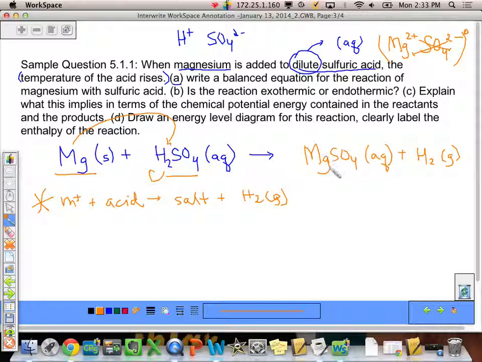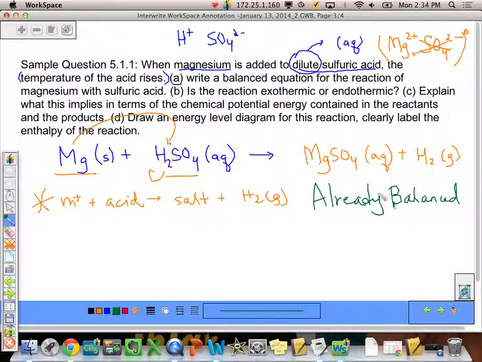Now let's see if it's balanced. I've got 1 magnesium on the reactant side, 1 magnesium on the product side, 2 hydrogens on the reactant side, 2 hydrogens on the product side, 1 sulfate ion on the reactant side, 1 on the product side. So this is already balanced, saving us a little bit of time.